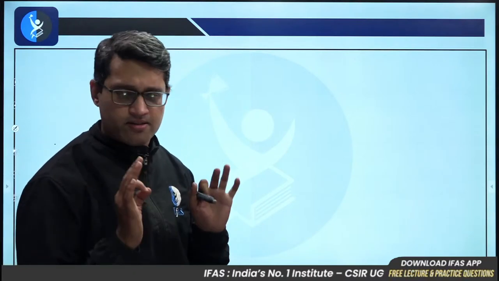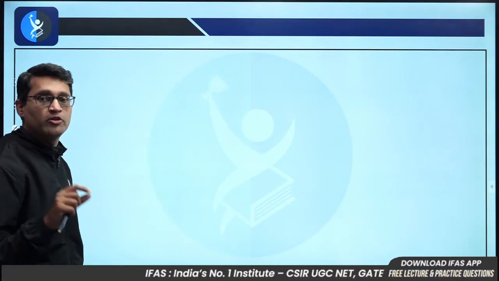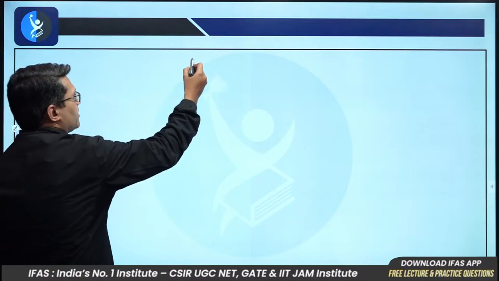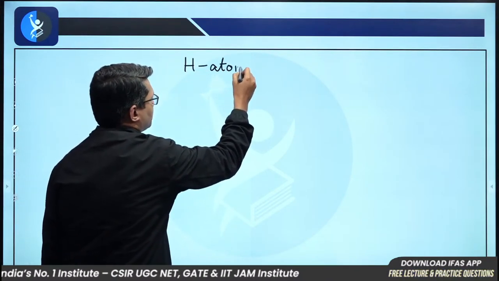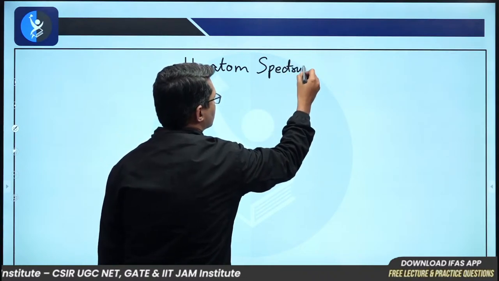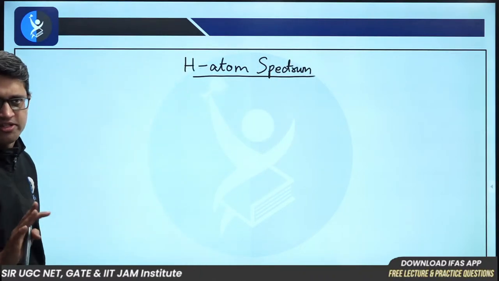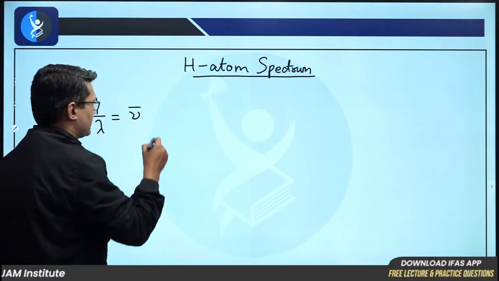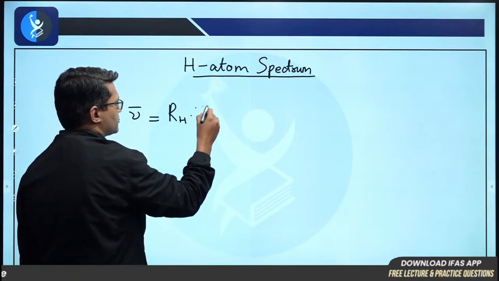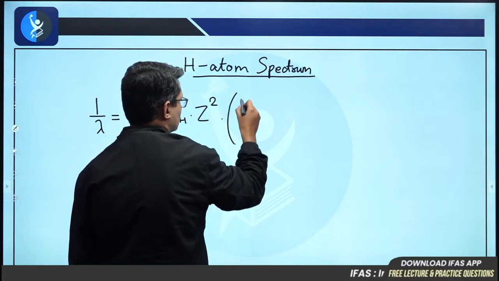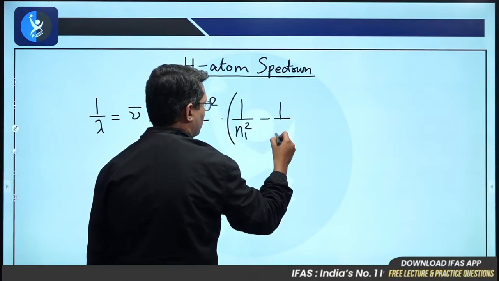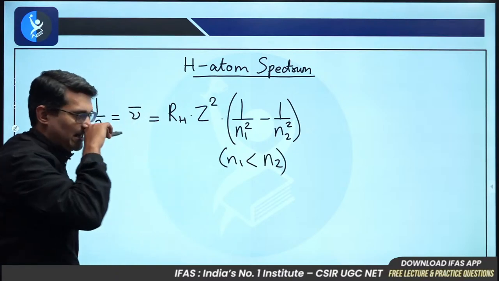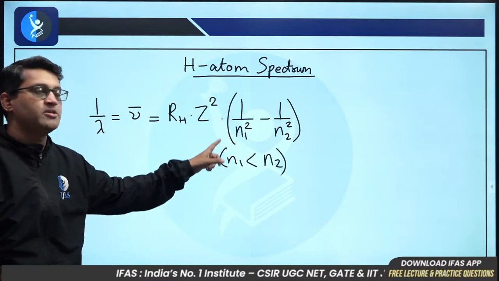Now, this is a very important part, because next we are going to talk about the hydrogen atom spectrum. The hydrogen-like atom spectrum has a formula related to it. You've all seen this formula, you have studied this in class 12. 1 upon lambda, or nu bar, which is the wave number, is given by RH into Z square into 1 upon N1 square minus 1 upon N2 square. Note that in all these cases, whenever you substitute the values, N1 must be smaller than N2.